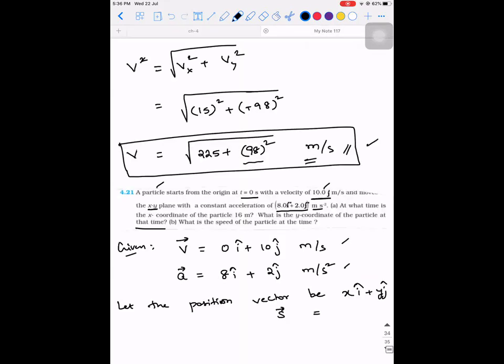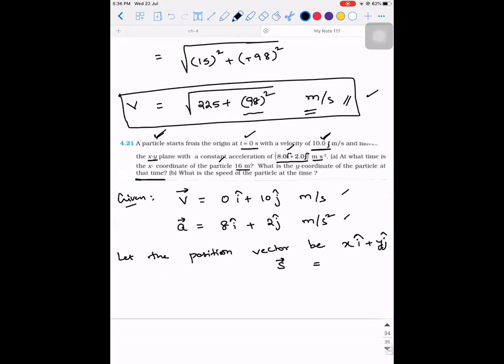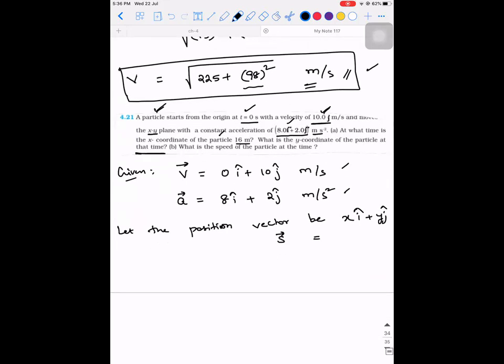Okay, so listen. I'll just read the question out. A particle starts from the origin at t equal to 0 with velocity of 10 j cap meter per second and moves in the xy plane with a constant acceleration of 8 i cap plus 2 j cap meter per second square. At what time is the x coordinate of the particle 16 meter? What is the corresponding y coordinate of the particle at that time? What is the speed of the particle at that time? I'll explain a different approach to solve this question. I'll teach you two methods, whichever is comfortable, you can take it.